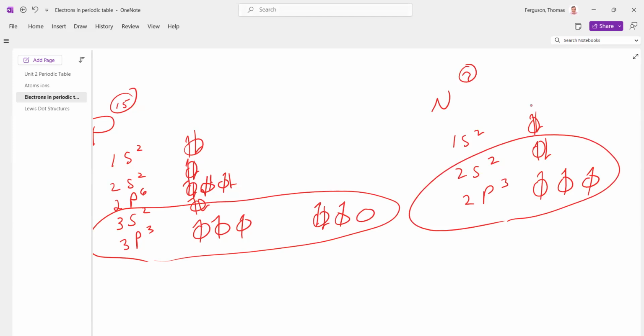So again, valence are the outermost electrons. What that means is the highest shell number. So the highest shell number with phosphorus is 3, so you look at only the 3s for valence. This is the highest one over here, so you'll look at the 2s. Then when you look at them, they're exactly the same. So if the valence electronic configurations are the same, then the chemistry is the same.